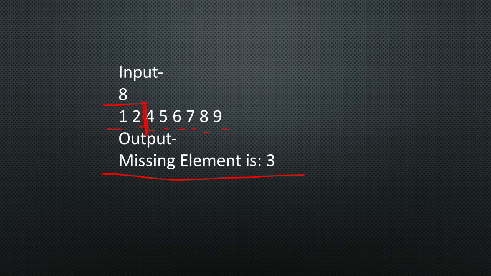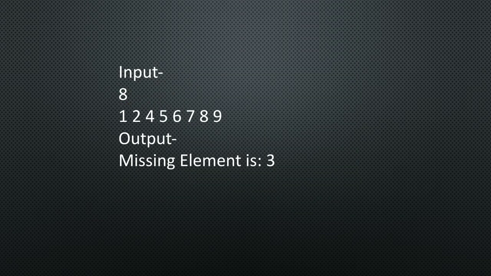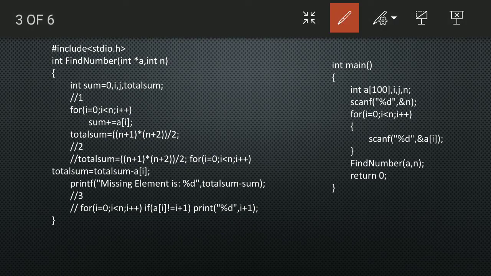So let's see its code. We need to start from here because the execution starts from main. Here we are initializing the variables i, j, and n. So we are declaring the three variables i, j and n, and an array of length 100. So this is what the first line says.